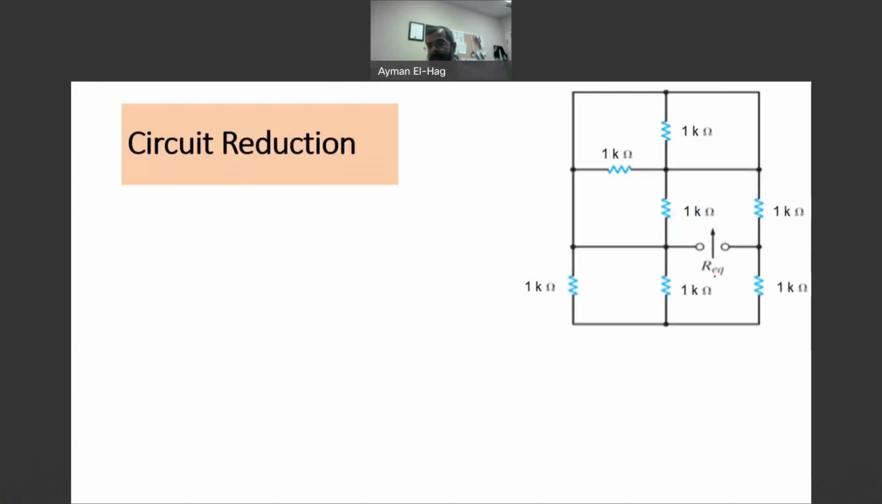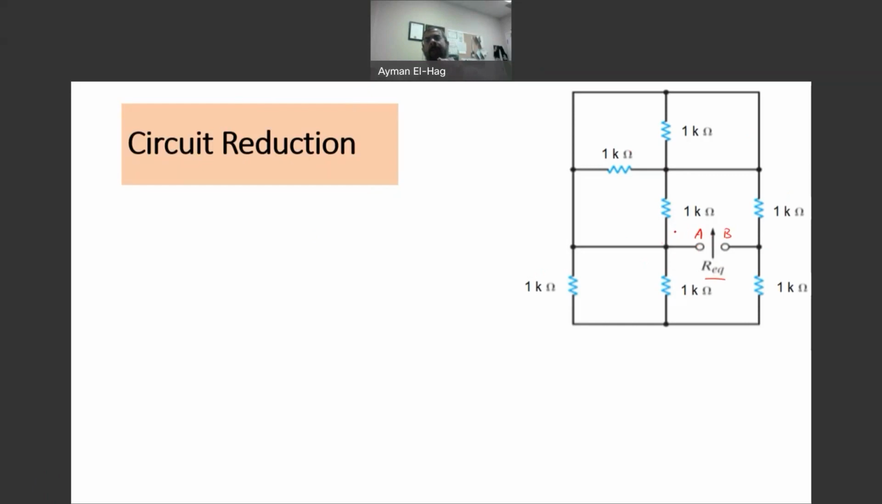We want to find what is the R equivalent between point A and point B. So this is like connecting an ohm meter between point A and B, and you want to see how much you can read from this ohm meter. What is this equivalent resistance? And we'll do the measurement at the end of this presentation.